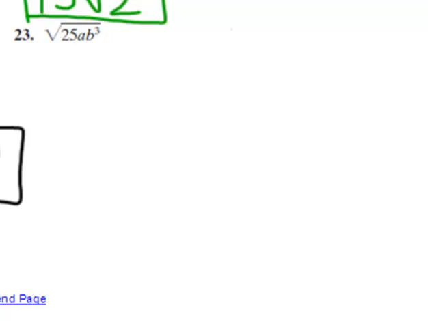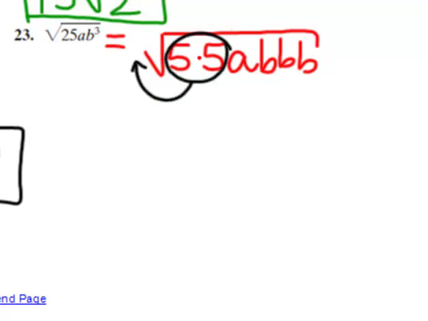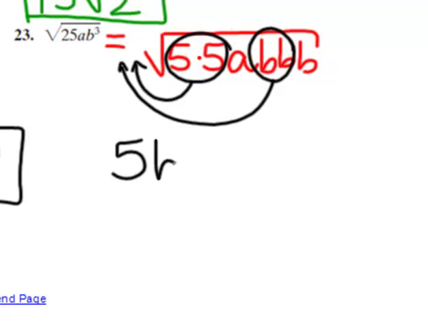If you want, you can write everything out. 25 can be broken up into 5 times 5 times A times B times B times B. So see what you can make groups of. So we can take out a group of 5. We can take out a group of B. 1A and 1B are left in there. So on the outside, we have 5B times the square root of AB.